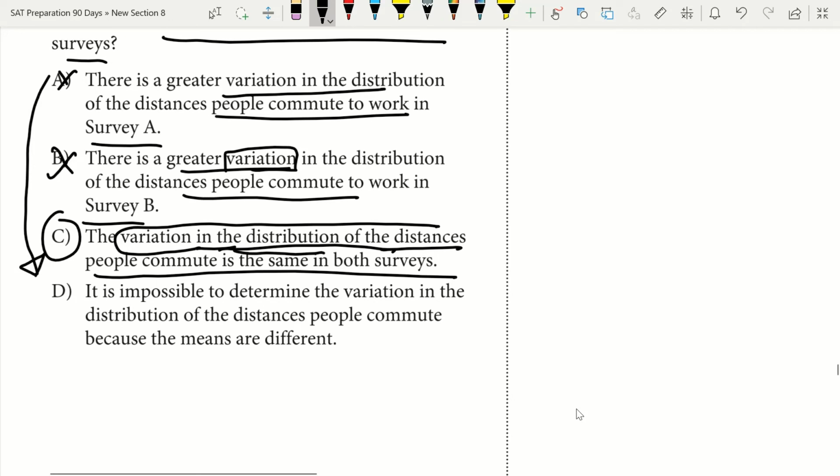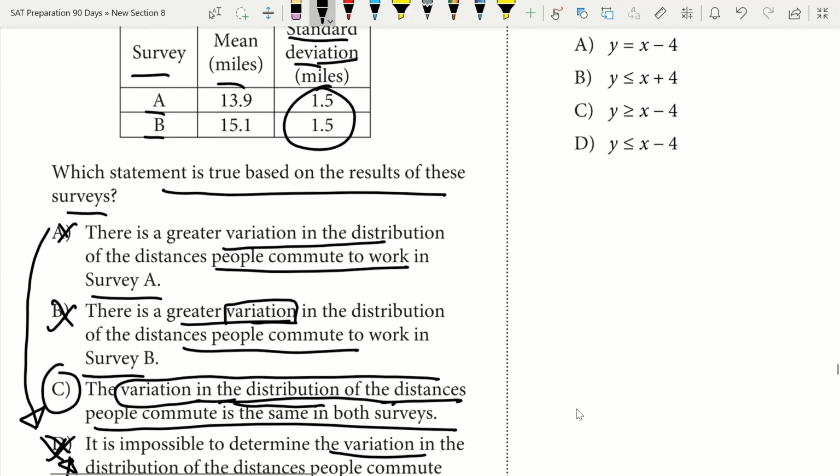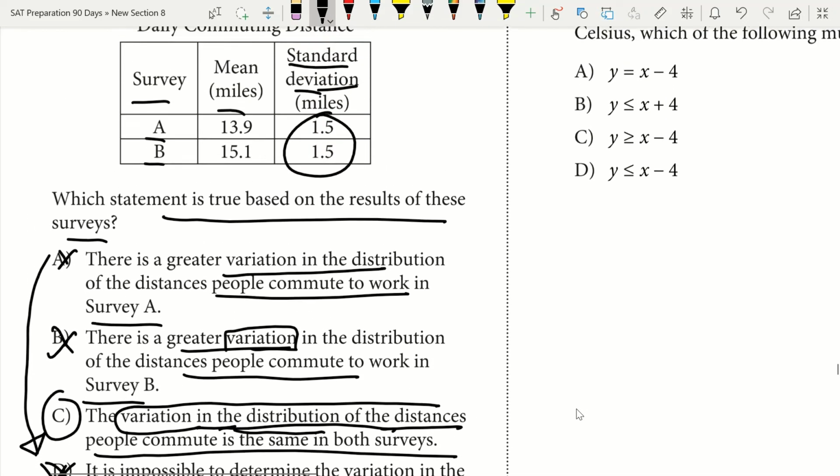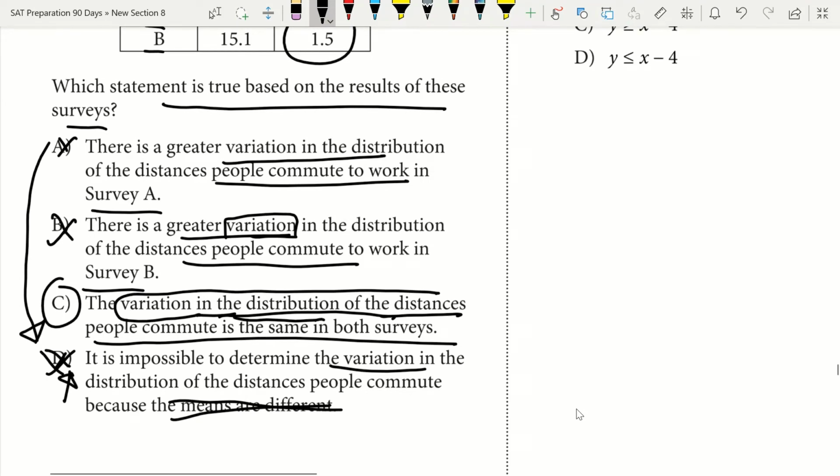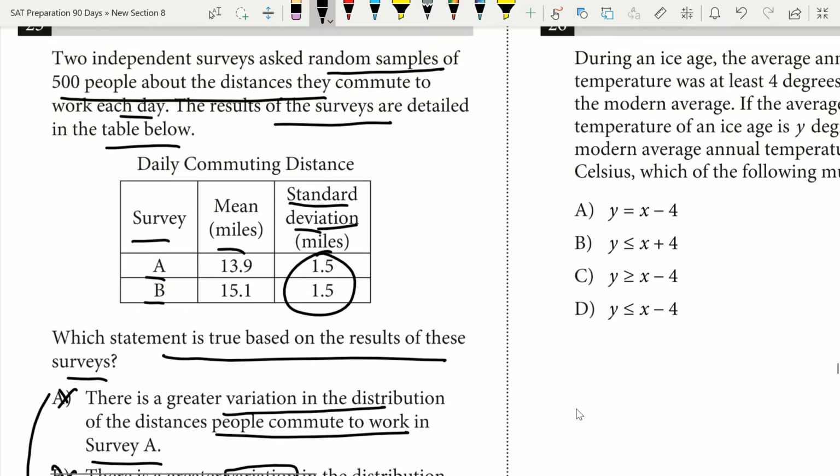We're going to cover why D is wrong as well here. D says it's impossible to determine the variation in the distribution of distances people commute because the means are different. No, we can still determine that variation by using that standard deviation with the mean, okay? With the different means, it still works. So D is incorrect there. C is our correct answer there. So C, really what you want to take from this is that standard deviation tells us that the variation in the distribution of those two things is going to be the same because they have that same standard deviation.